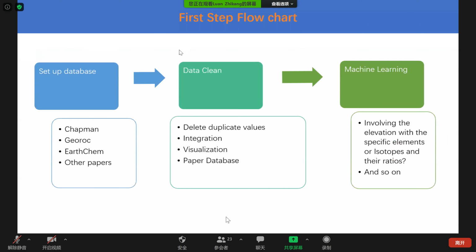And here is the work channel. The first one is to set up the database. Then we do data cleaning. Then we do machine learning. Now we work on the first two steps. Thank you.